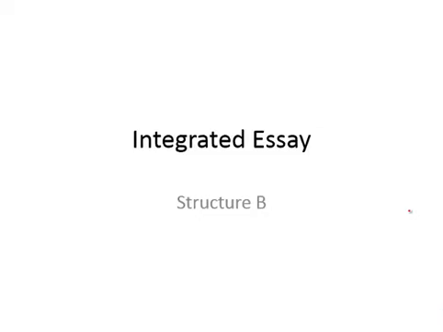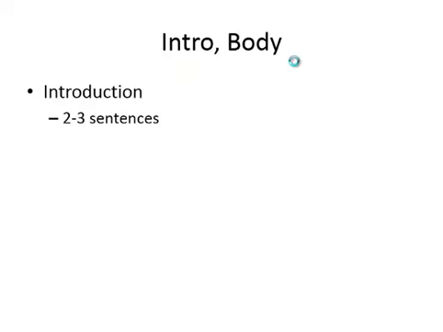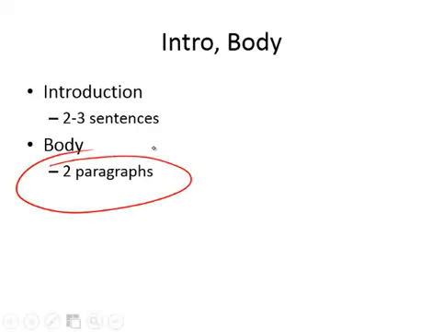Now let's look at another structure for your integrated essay. This alternate structure we'll call structure B. Similar to our first structure, we're going to have an introduction paragraph and then some body paragraphs. And again, similarly, that introduction will be very short, just 2 or 3 sentences. Following that, we'll have our body paragraphs. In this case, there will be 2 of them.